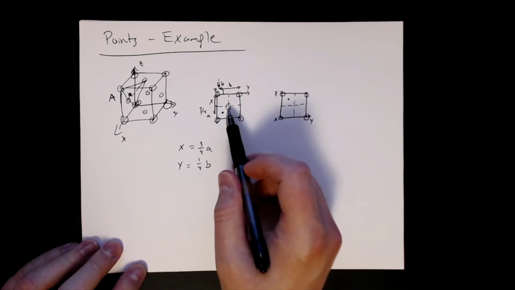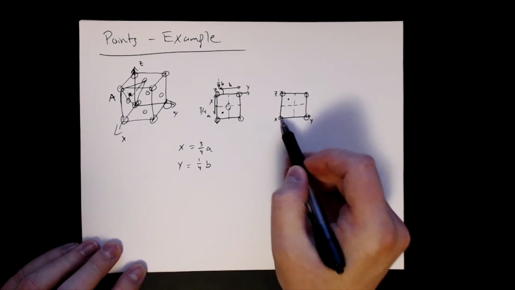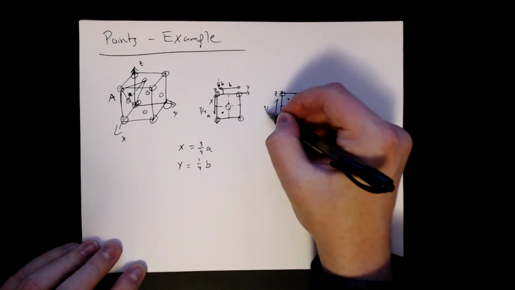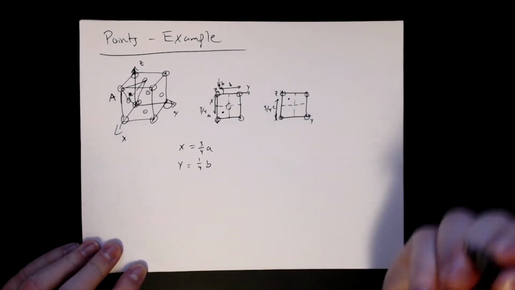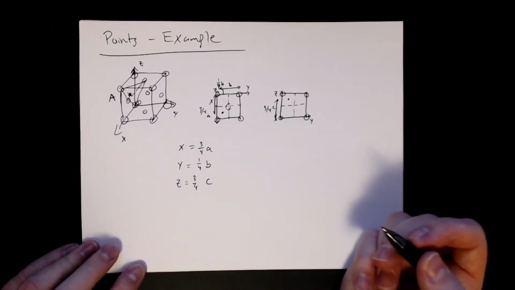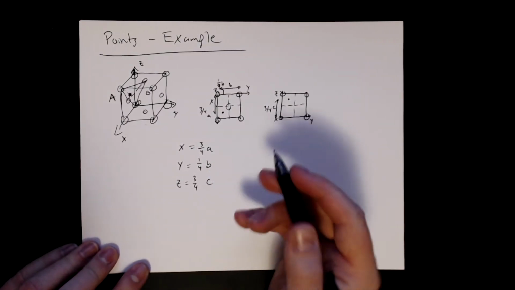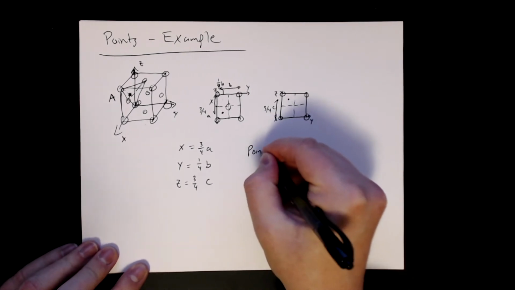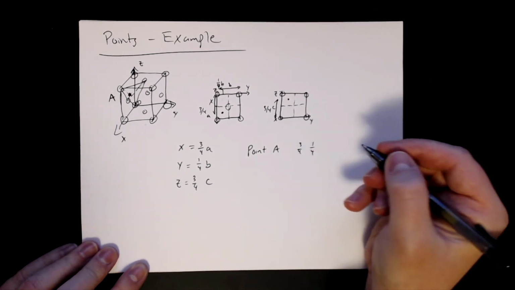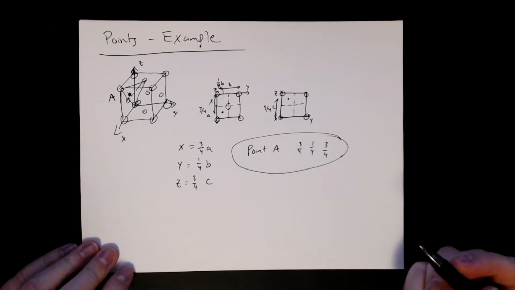And then to look at the z-axis, we can't really use this one, but we could use this one because the z-axis goes up here from the origin here up. And so this distance is going to, again, be that 3/4, but of C. So for Z we have 3/4 again of the C direction. So when we write this, again, we don't use A, B, and C, and we don't put any commas or anything like that. So we would just write point A as 3/4, 1/4, and then 3/4. That is the point coordinate for A.